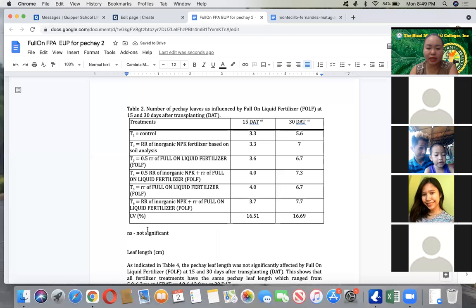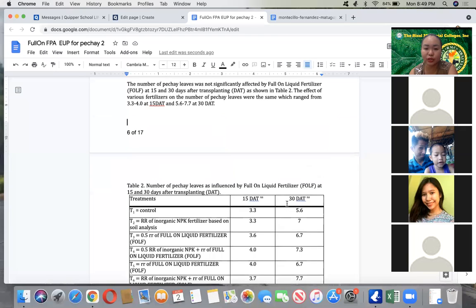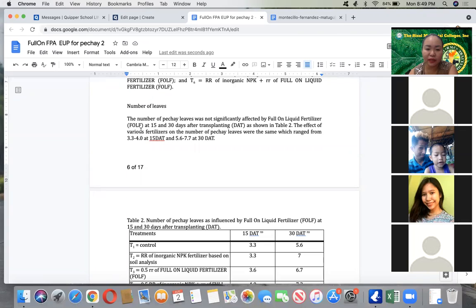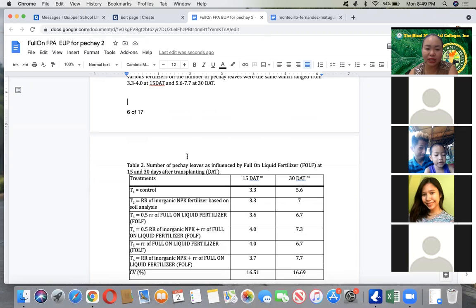No, table 2. NS is not significant. Ibig sabihin, wala siyang mga letter kasi lahat, walang effect therefore. So you will just say here, the effect of various fertilizer on the number of pechay leaves were the same. And you can say anong range niya.